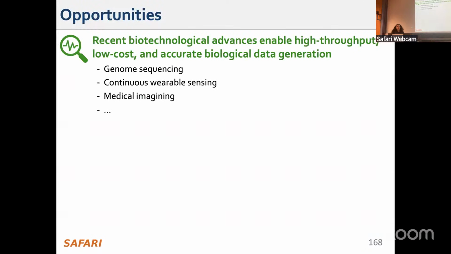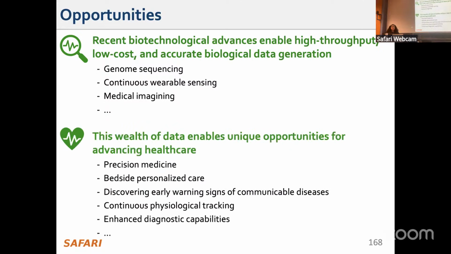Basically, the opportunity is that we are now presented with this wealth of data because of recent biotechnological advances to have high throughput, low cost, and accurate biological data generation. We talked about genome sequencing today, but there's also continuous wearable sensing, medical imaging, etc. This wealth of data enables unique opportunities for advancing healthcare, right? Because of precision medicine, bedside personalized care, discovering early warning signs of communicable diseases. If next time we see a random virus somewhere, we want to be able to detect it soon enough so it doesn't travel to the whole planet, hopefully.